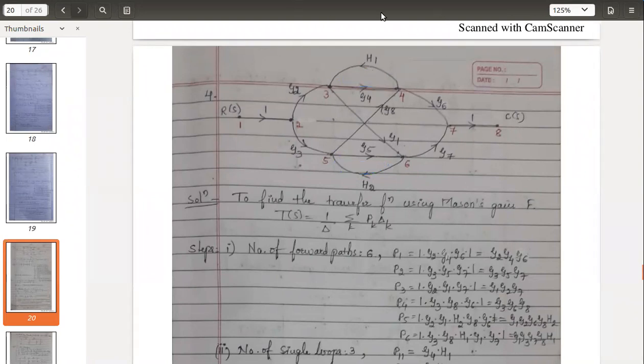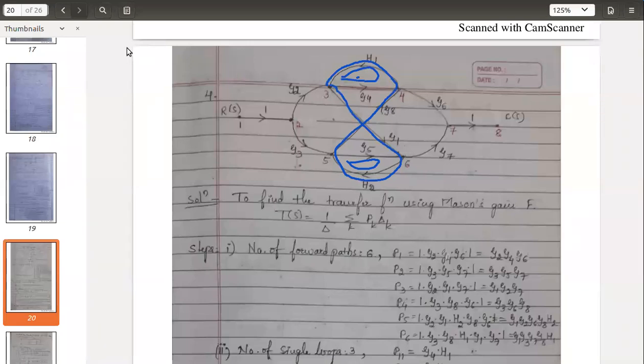The third loop is the 8 structure you can see from the 3. You are coming again back at 3. So this is the third loop. Individually 2 simple loops you can see, and this one is the third loop. So 3 single loops you can find here. Total number of forward paths is 6.